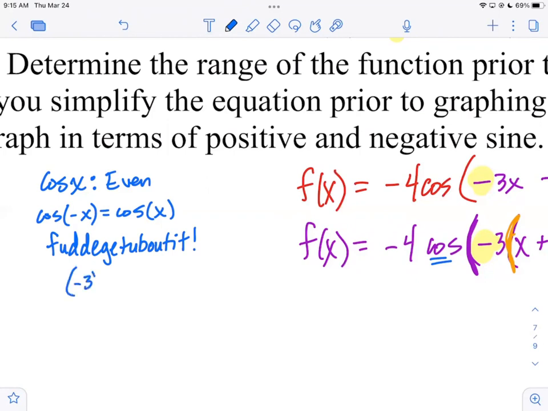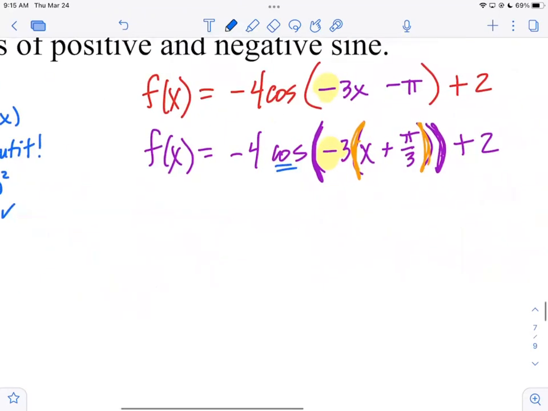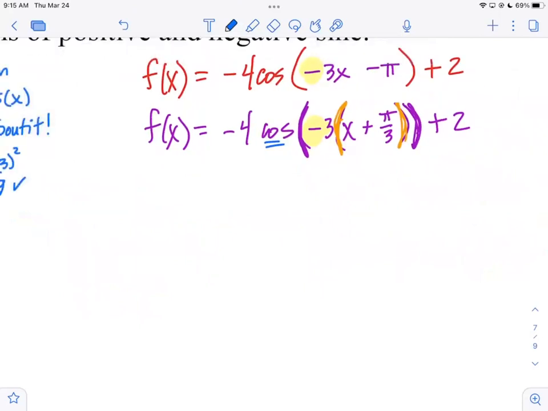Like if you were trying to find what negative 3 squared was, you're like, x squared is an even function, I'm just going to forget about the negative. And do we get the same answer? Yeah, because 9 equals 9. So that's why we can forget about it. Cosine is even, so we drop it. So it stays negative 4 out front.